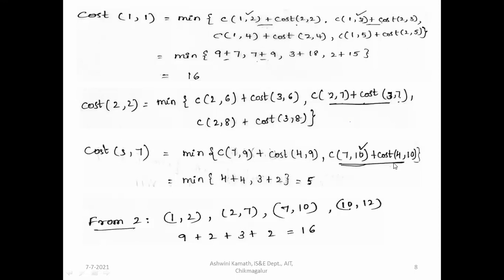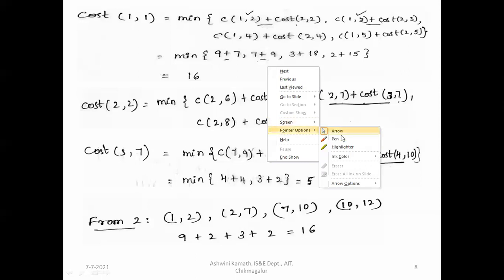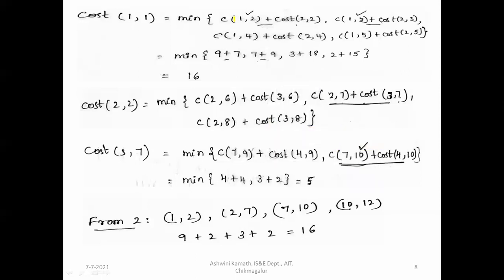Okay, so from vertex 2, 1, 2, you can notice here 1, 2. Okay, 1, 2, 2, 7. Okay, and then 7, 10, and from 10 to the sink node, from 10 to 12. Okay, it is 9 plus 2 plus 3 plus 2, which is equal to 16. So 1 to 2, 2 to 7, 7 to 10, 10 to 12. So this is one path.